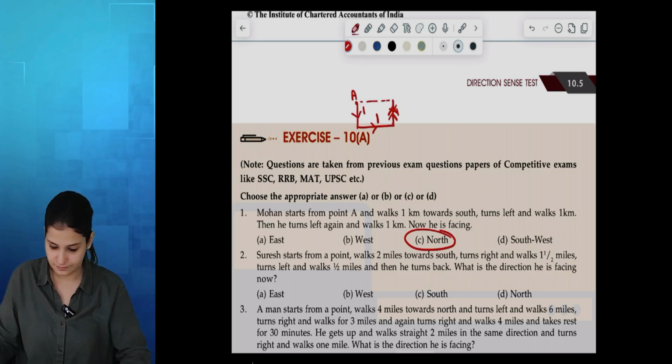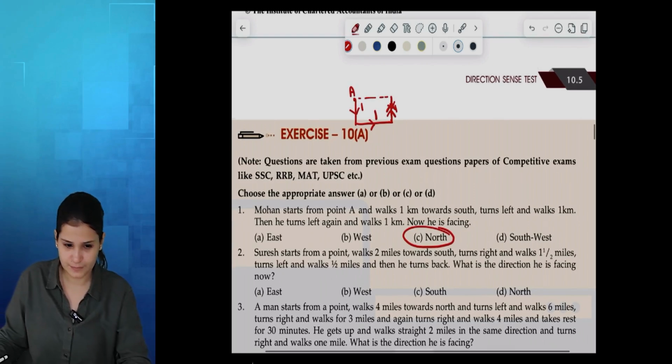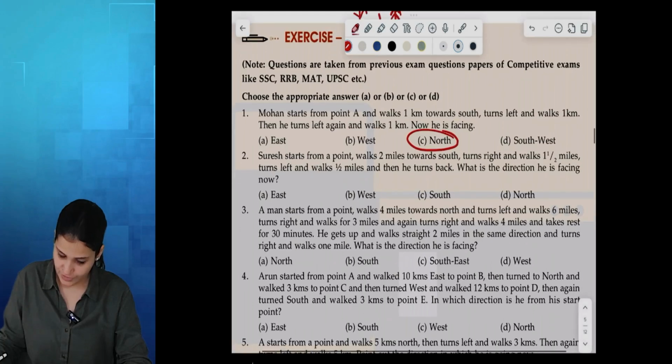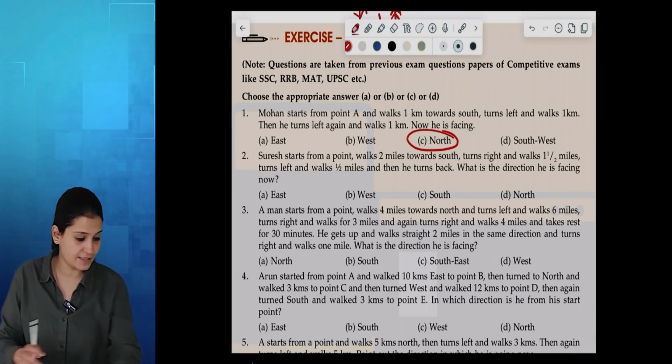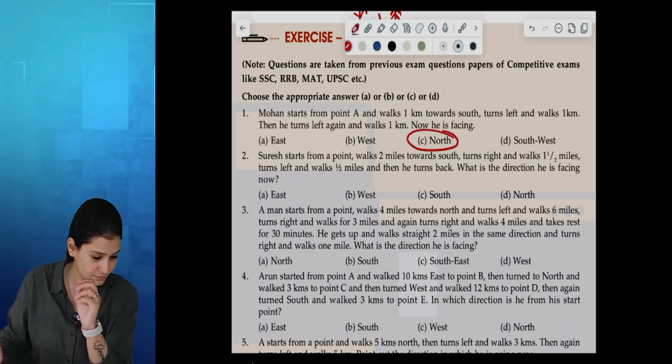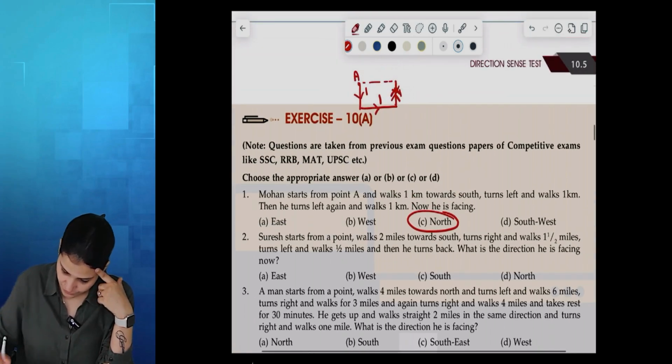Done? Next, question number 2. I'll need responses, guys. Question number 2. Suresh starts from a point. The answer, please. North.